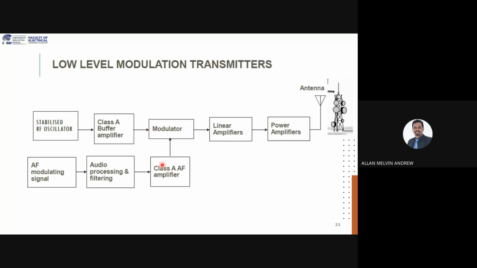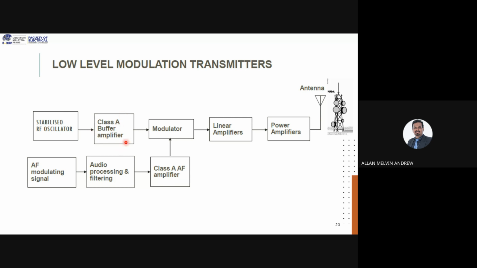Okay, so we will see low level modulation transmitters. This is the block diagram. On top, it starts with the stabilized RF oscillator. Yesterday we saw that the function of the oscillator is to generate the carrier signal, the signal that will carry your message. This is the transportation for the wave. The oscillator will create the carrier signal.